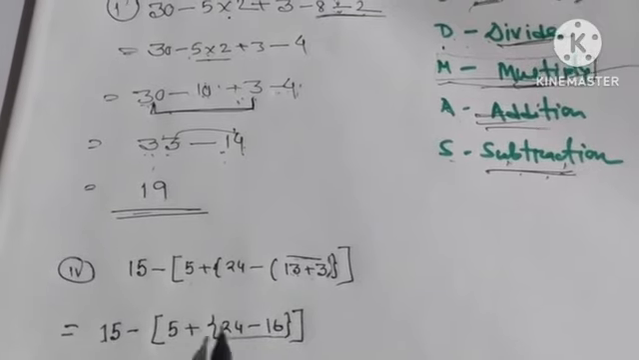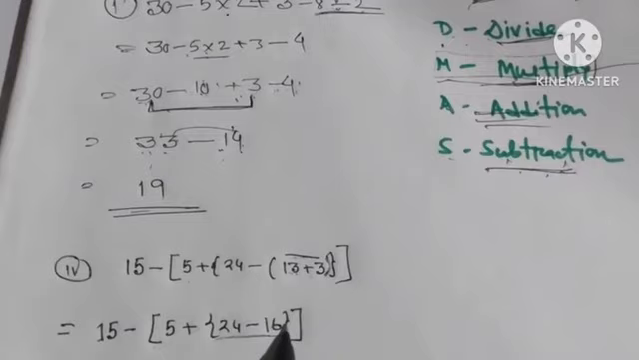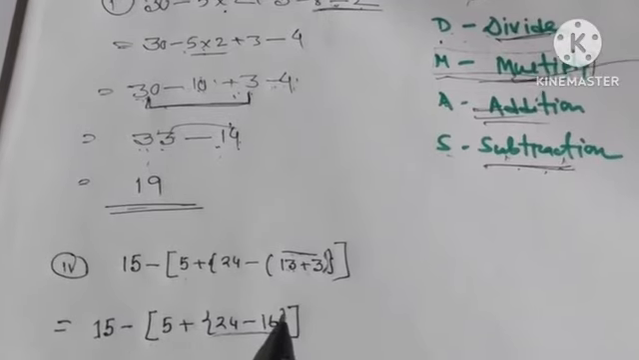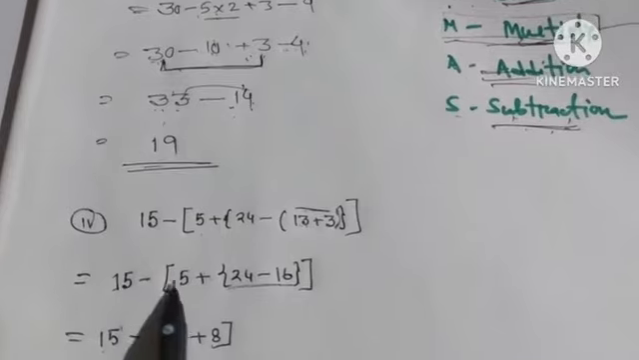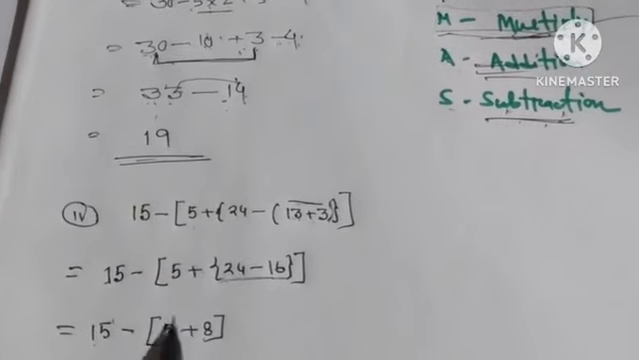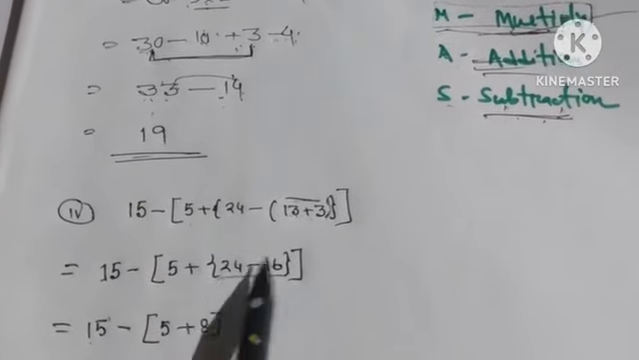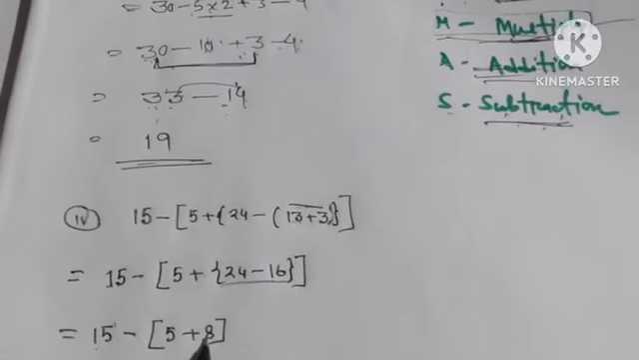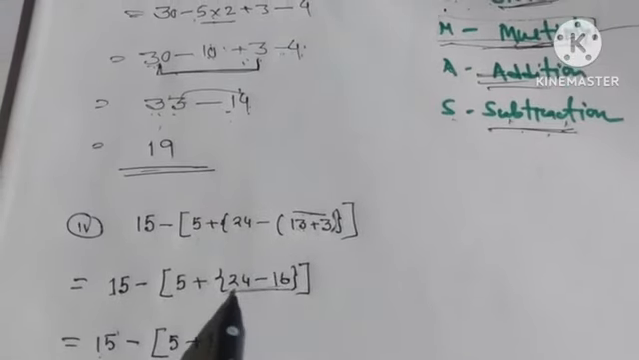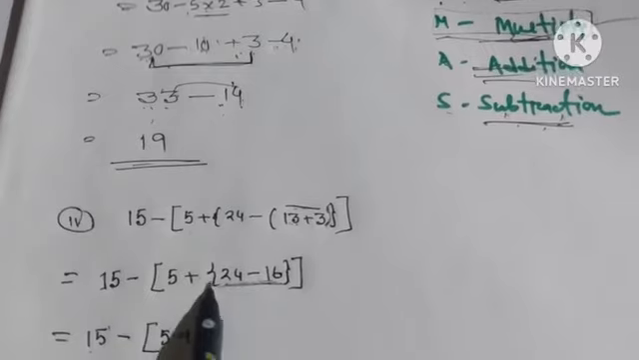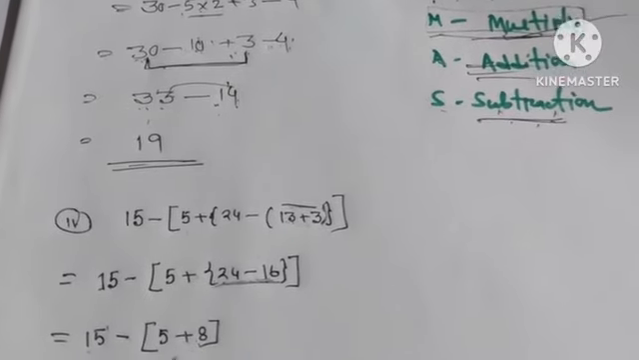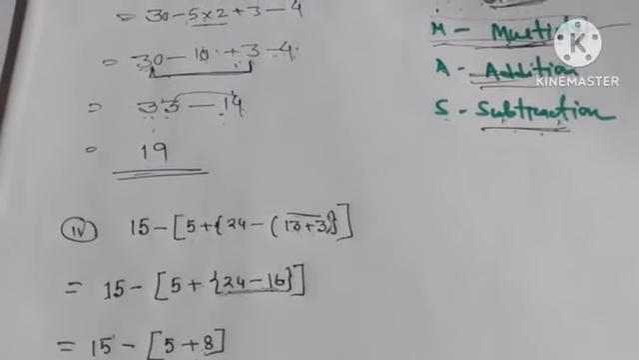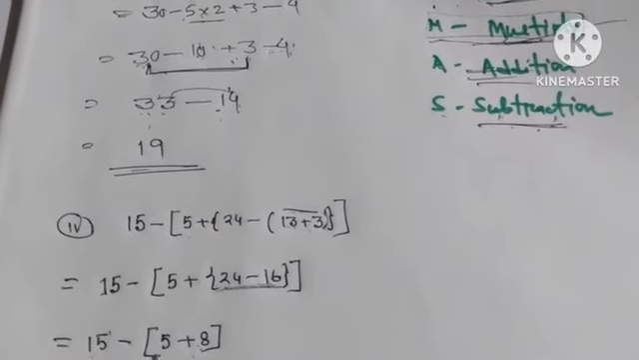24 minus 16. That means 16 is subtracted from 24, then the result is 8. So 15 minus the big bracket start 5 plus 24 minus 16, that means 8 comes. Okay. To solve, we remove the curly brackets. So after removing the curly brackets, now we go to solve the big brackets, which are square brackets.